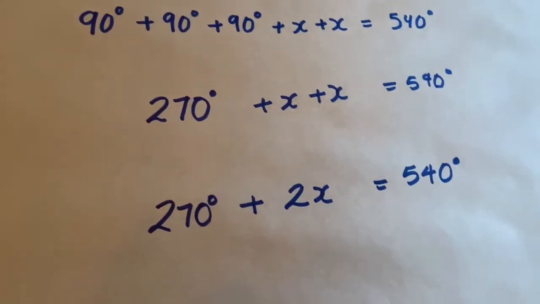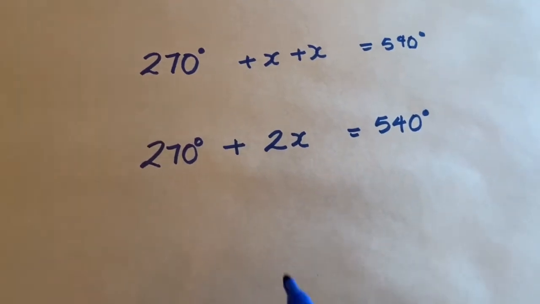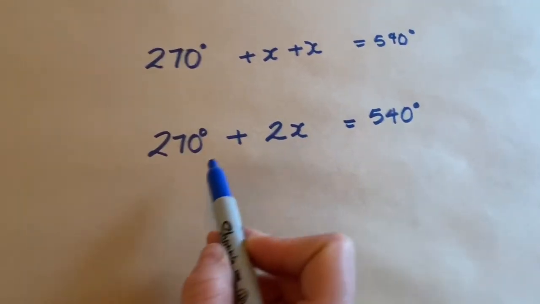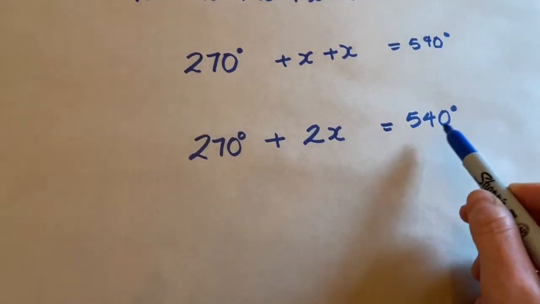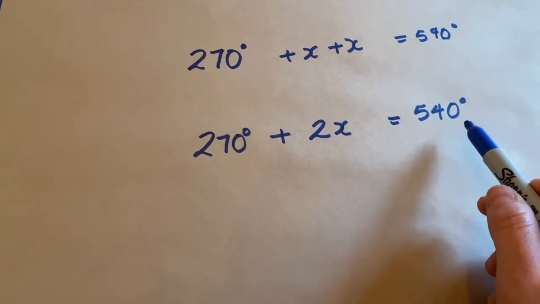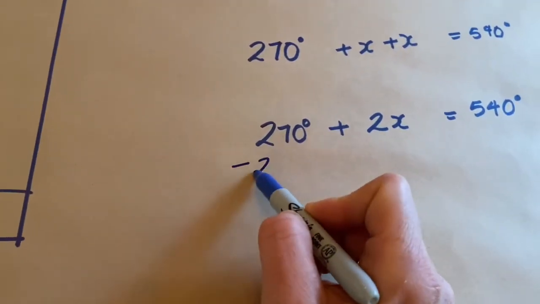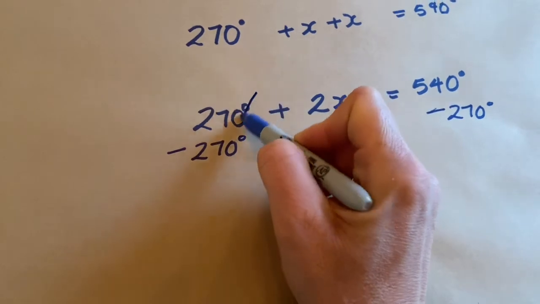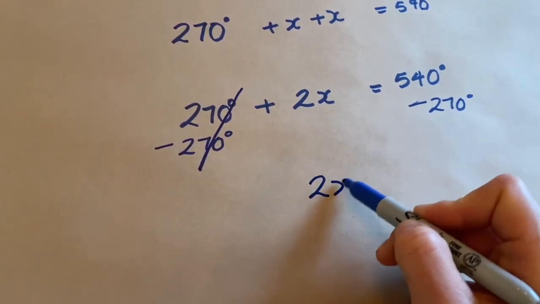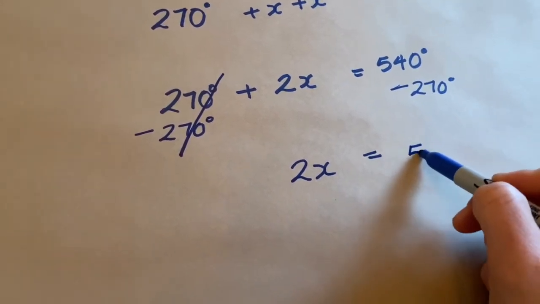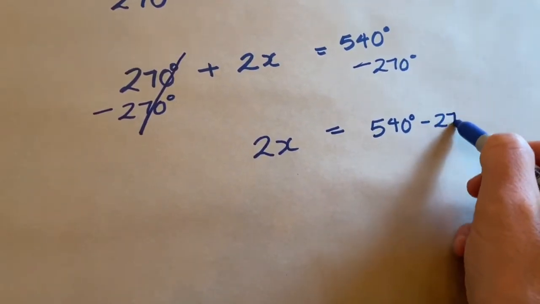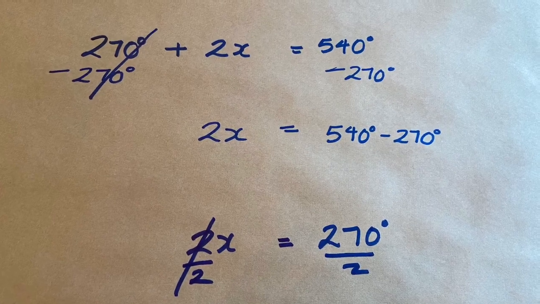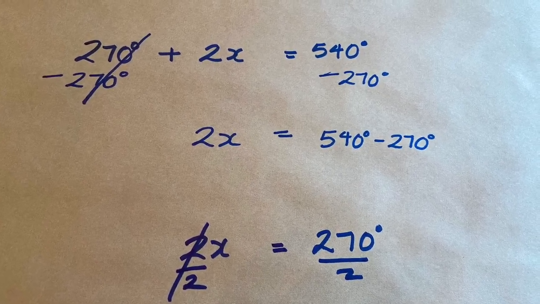Now, this is actually a combination of geometry and algebra. We have to practice our algebra skills. So remember, we're going to leave the part with the X until the end. The first thing we want to do is move the 270 degrees to join the 540 degrees because they're similar sorts of math things. So we are going to balance the equation by putting a minus 270 here and a minus 270 here. These cancel out. So I now know that 2X is equal to 540 minus 270 degrees. I finished my question and I get that the two X's add up to 270 degrees.